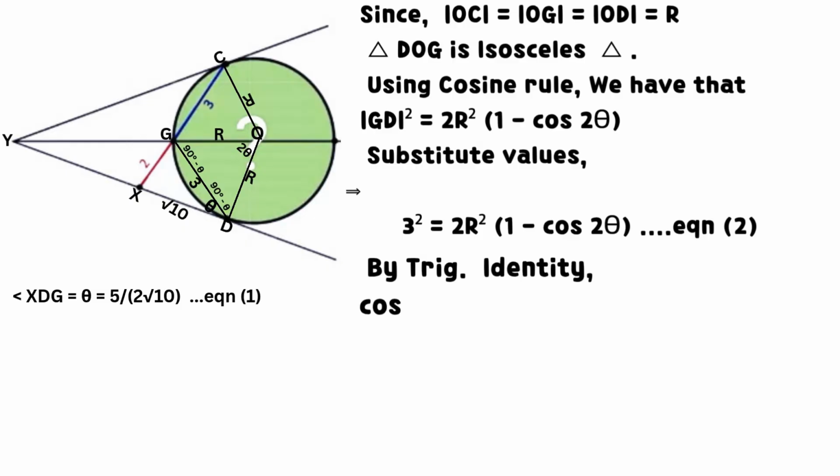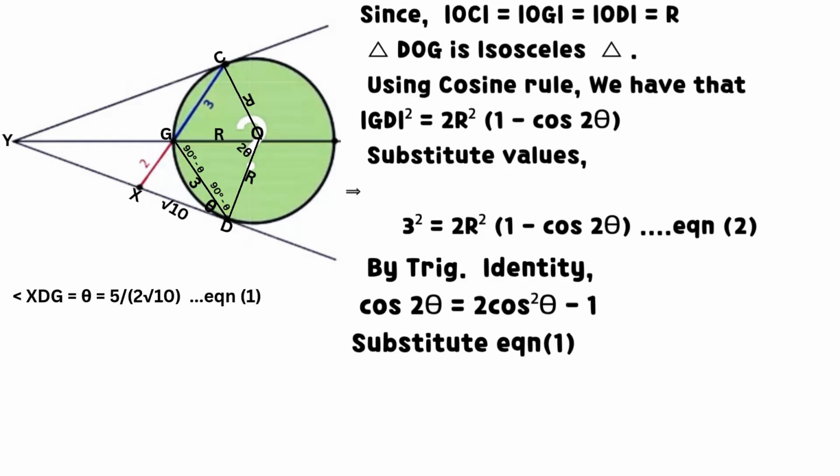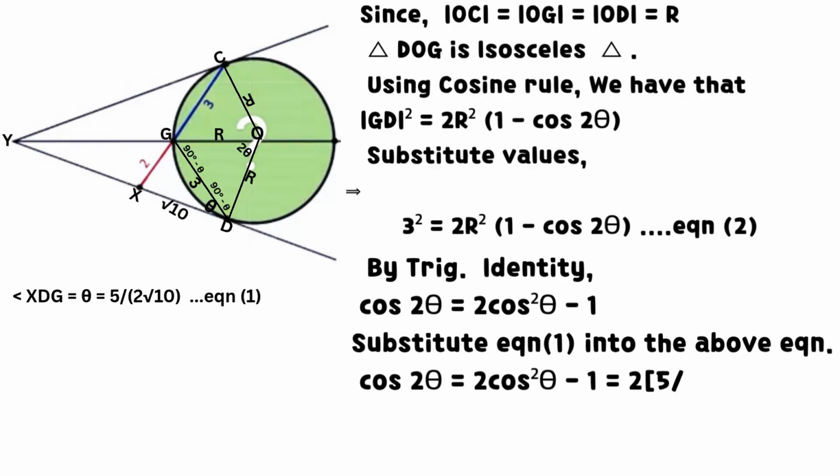By trigonometric identity, cos 2 theta equals 2 times cos squared theta minus 1. Substitute equation 1 into the above equation. Cos 2 theta equals 2 times cos squared theta minus 1, which equals 1 divided by 4, after substitution and simplification of values.